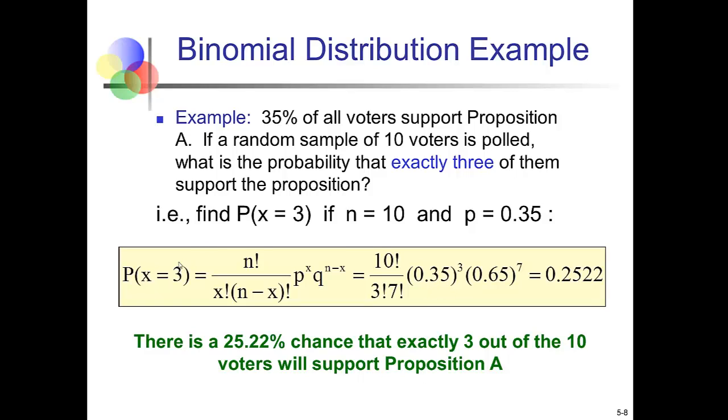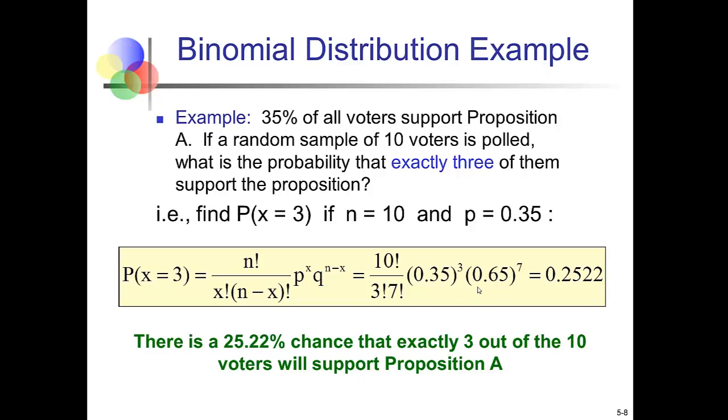If we want to talk about finding 3 people that support proposition A, then we'd have 0.35 times 0.35 times 0.35, or in shorthand notation, 0.35 to the 3rd power. If 3 people support the proposition, that means 7 people do not support the proposition. So our probability of success is 35%.